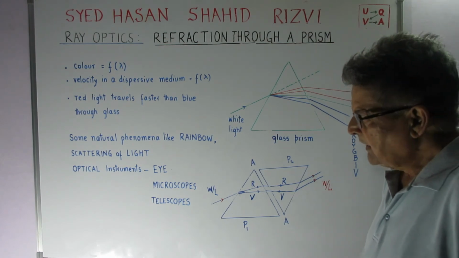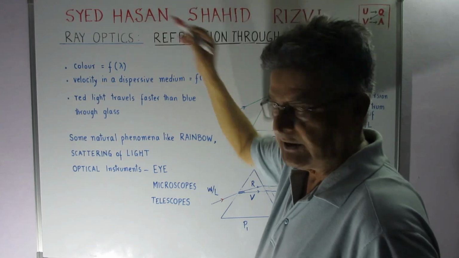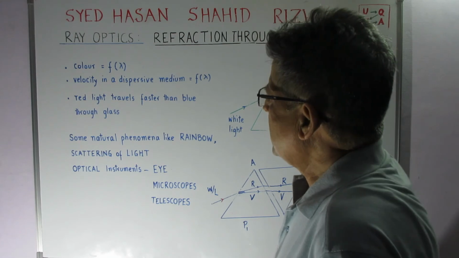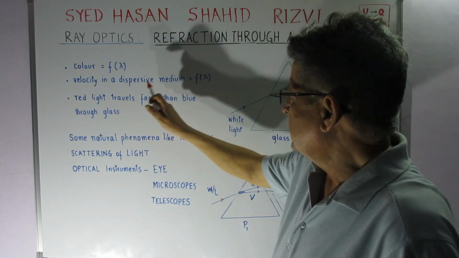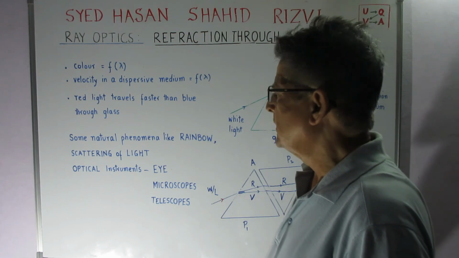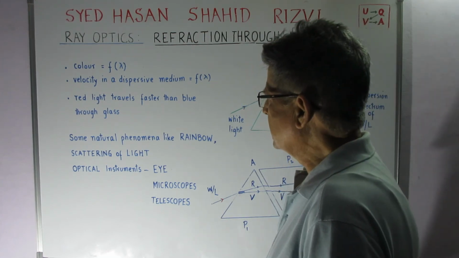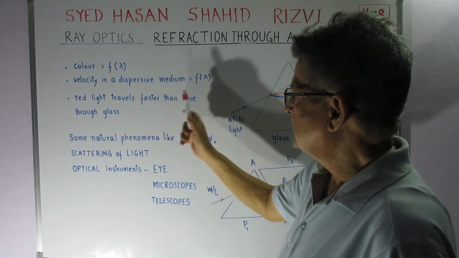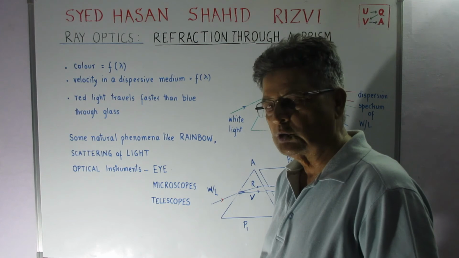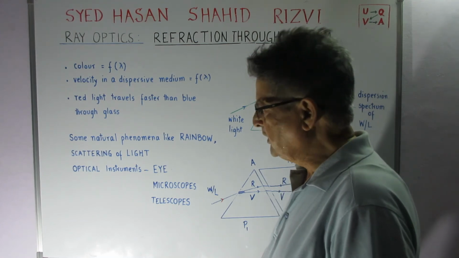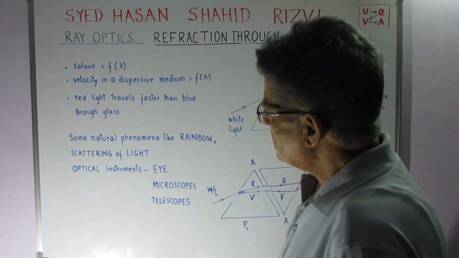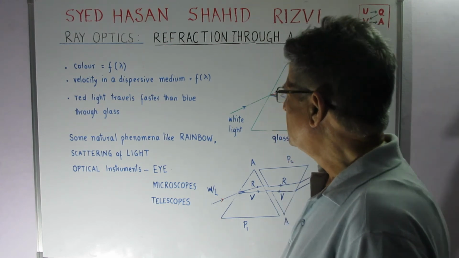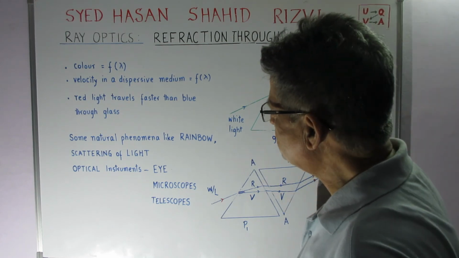We find that the color basically depends upon the wavelength, and several wavelengths are there, and the velocity in the dispersive medium is also a function of the wavelength lambda. For example, here the red light travels faster than the blue light through the glass medium, the dispersive medium. There we come to an end of this refraction through a prism.